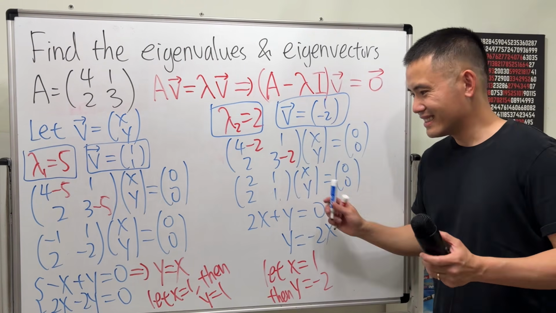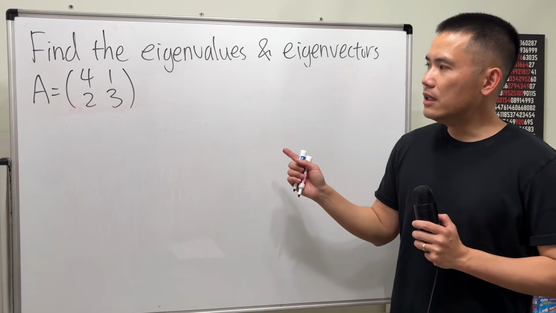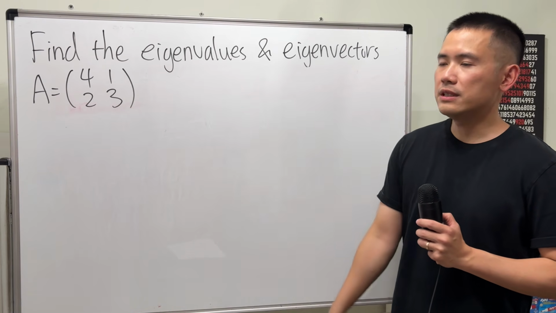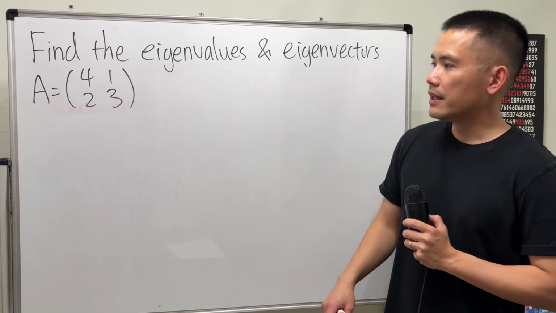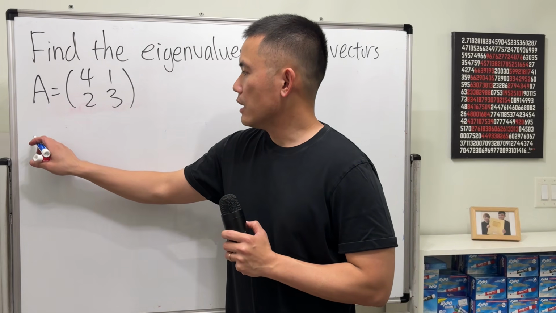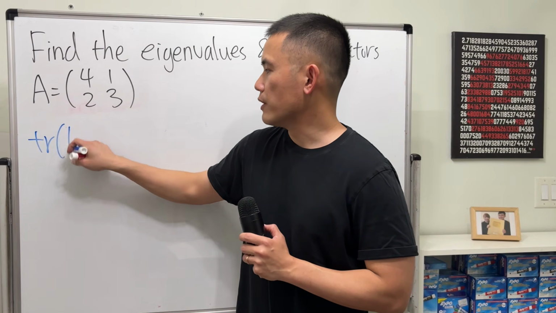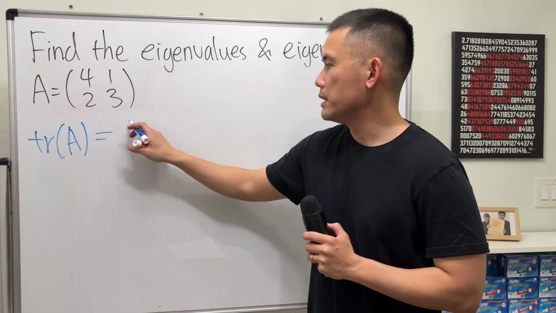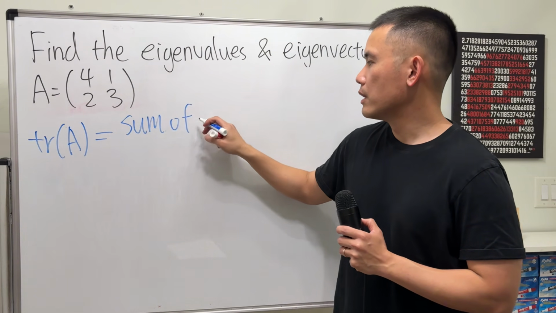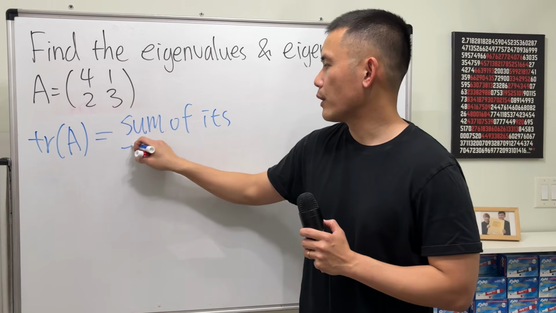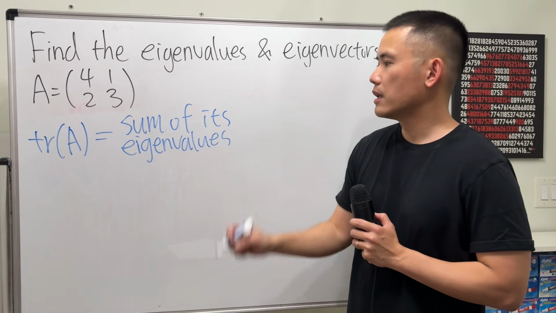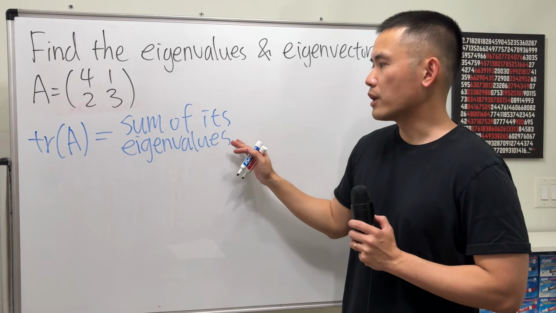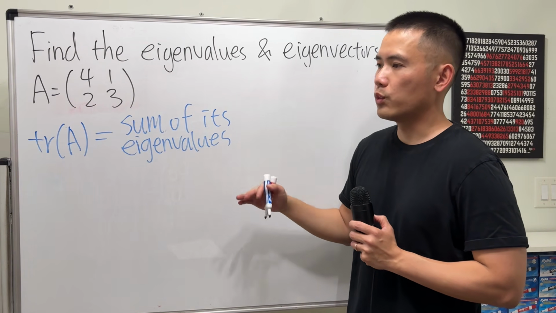That's it. So here's the bonus part. Earlier, we got the eigenvalues of our matrix. In fact, there's a quick way to check to see if we made a mistake or not. Here's how it goes. The idea is that the trace of a matrix will always be equal to the sum of its eigenvalues. This is always true, regardless of whether the eigenvalues are complex or real.